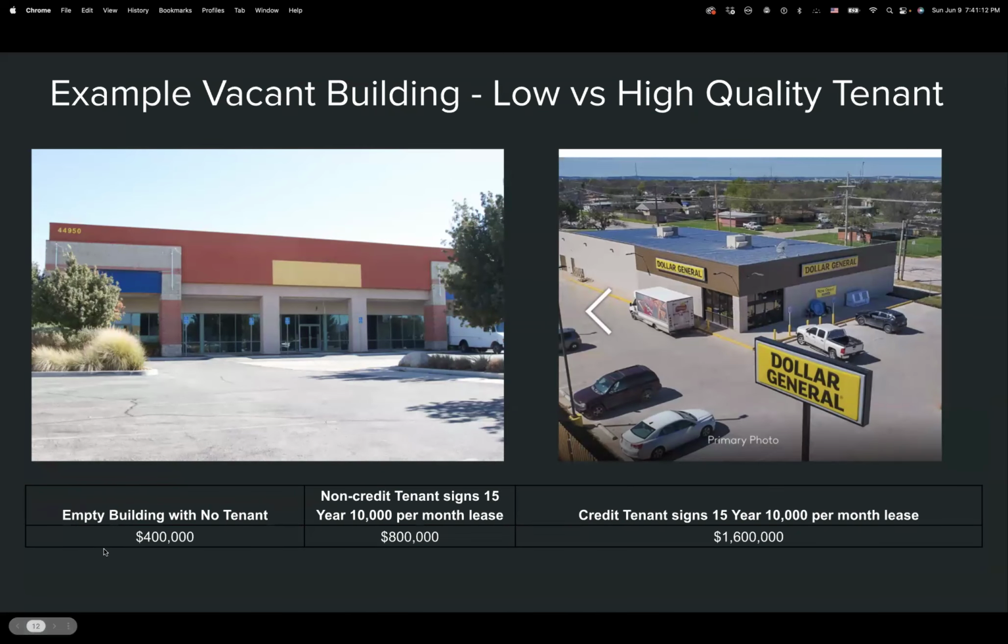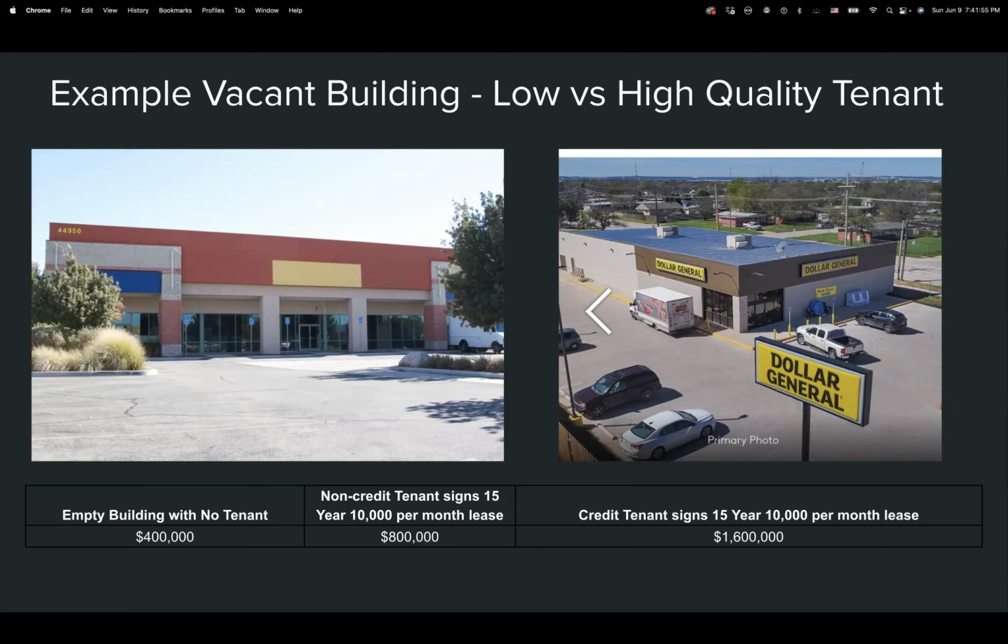So here's some examples of how the value changes. Let's imagine this vacant building is available. Someone says, hey, I'll buy this. They look at other vacant buildings that are for sale. Maybe it has a value of $400,000 vacant based on comparable sales approach. Now let's imagine that a non-credit tenant, Joe's Plumbing, drives in and says, hey, I want this. I'll lease it. I'll pay you $10,000 a month for 15 years. And you say, okay, Joe, sign the lease. So now Joe has signed this lease. Guess what? The value of your building just doubled. Now it's worth $800,000 on appraisal because it's now producing $10,000 a month in rent.